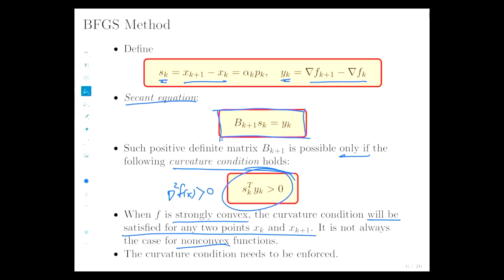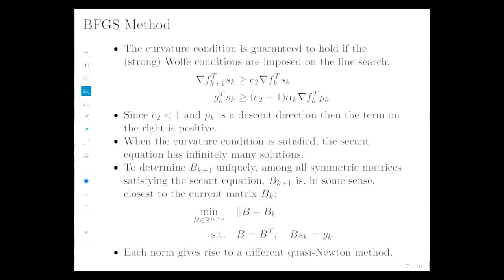So this limits our ability to vary the iterations. So we have to enforce this explicitly. But there is one good thing about it. We can get this curvature condition for gratis if we use Wolfe conditions on the step size.